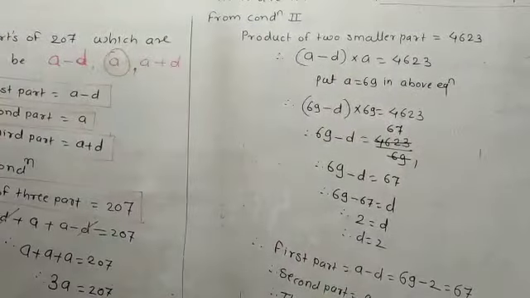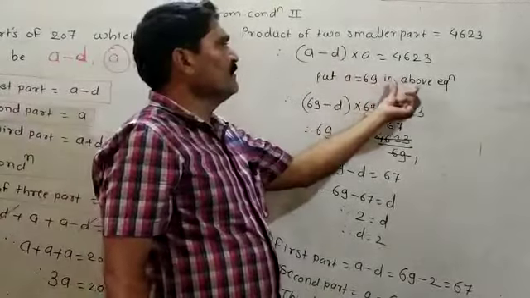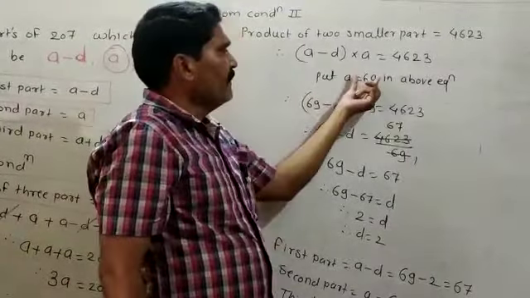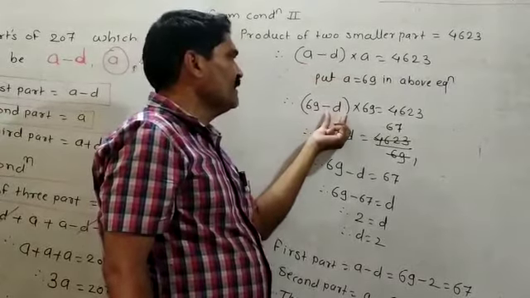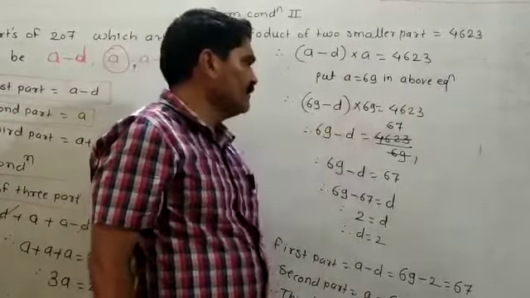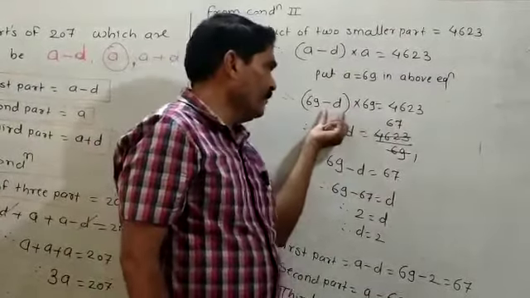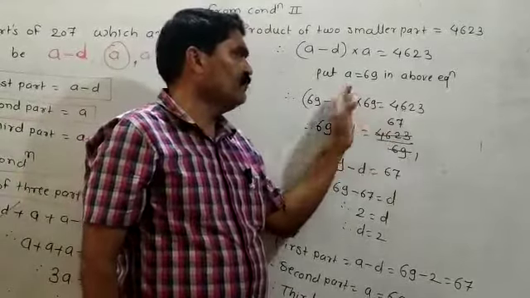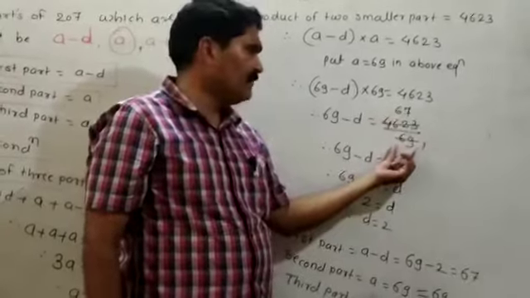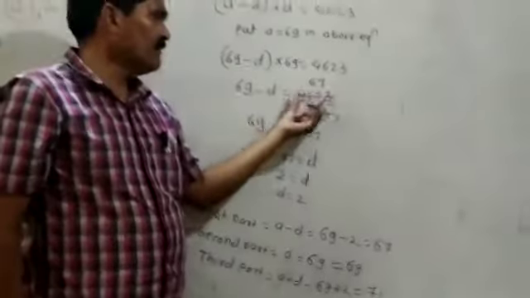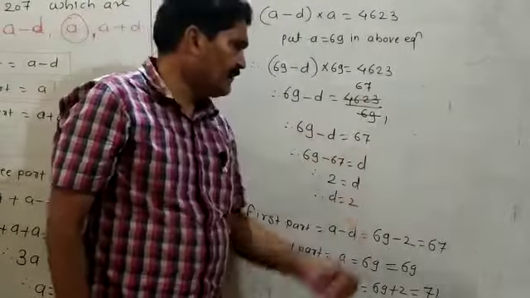But we have the value: A is equal to 69. You have to put A is equal to 69 in the above equation. At that time this becomes 69 minus D into 69 is equal to 4623. If you want to find the value of D, then multiplied by 69 you have to transpose to that side. Multiplied by 69 becomes divided by 69. 69 1s are 69, 69 67s are 4623. Then 69 minus D is equal to 67 will come.